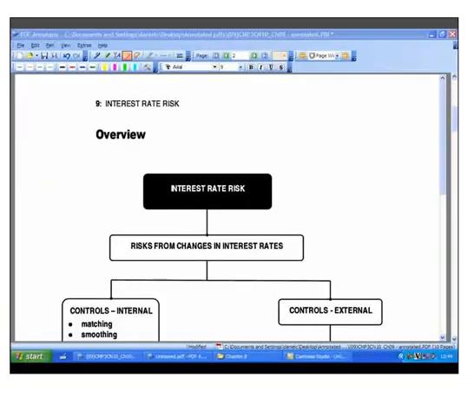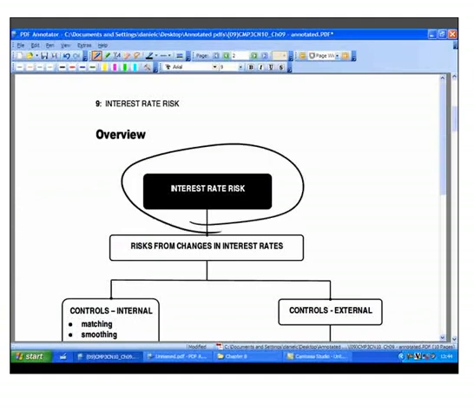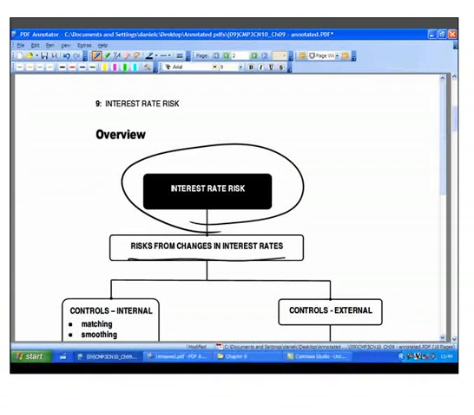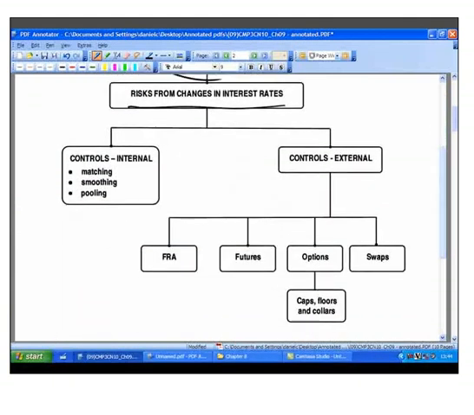In the next chapter, we look at interest rate risk, which is one specific area of financial risk. Firstly, we'll briefly define what the risks are from changes in interest rates to organisations, and then look at some of the controls that they can apply. There are a number of practices or internal procedures that organisations can use to manage this risk, and we'll cover those briefly. We'll then look at some of the external controls, some of the controls that can be operated with the help of outside parties.